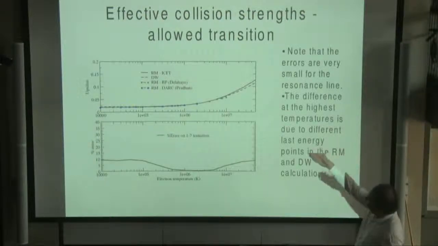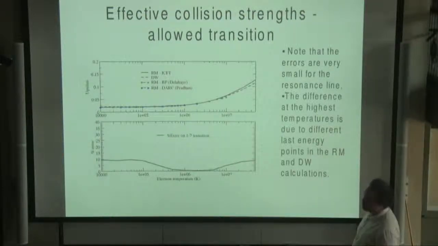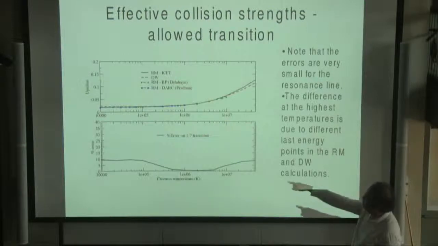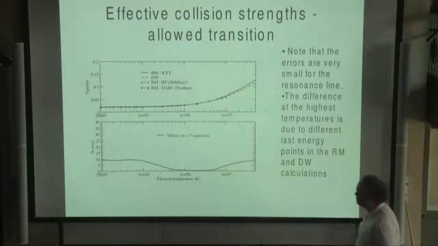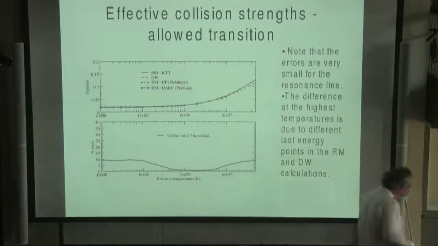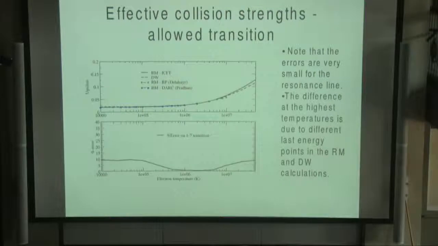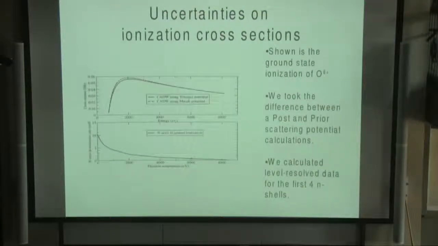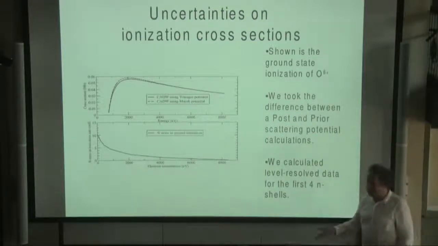Again, here's the 1s squared to 1s2p dipole-like transition, and here's our percentage error as a function of temperature. Not surprisingly, it's good agreement. That's how we would handle excitation within a baseline approximation.